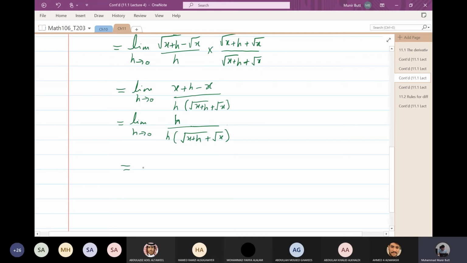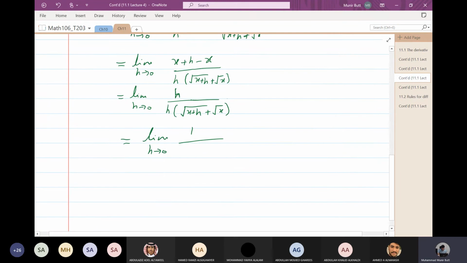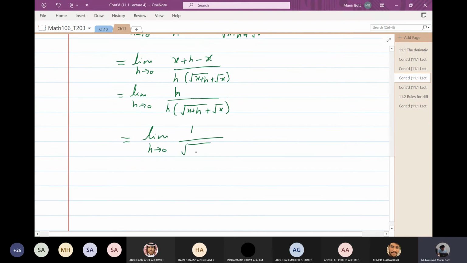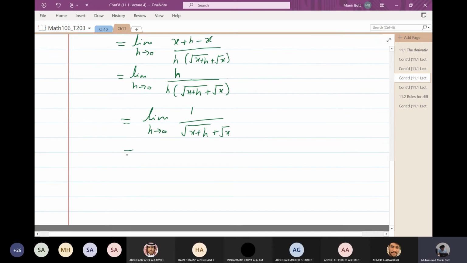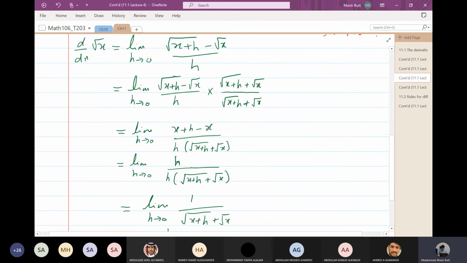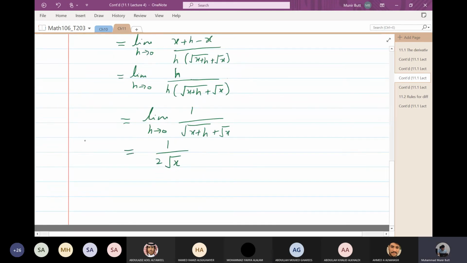And we have left only limit h approaches to 0, 1 over the sum of the radicals. So what will be the answer here? 1 over 2 times square root of x. Agree? Yes. Agree. So you see the derivative. So therefore d over dx of the square root of x is this one, and this completes the solution.